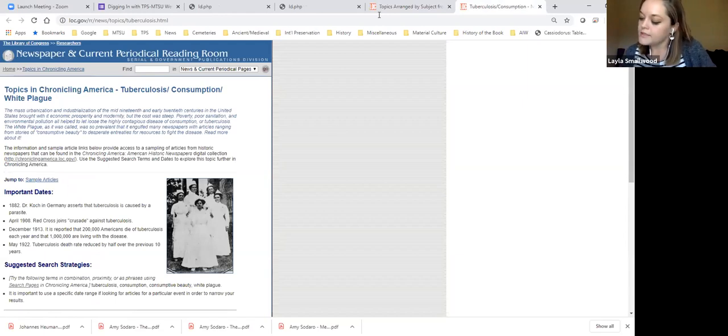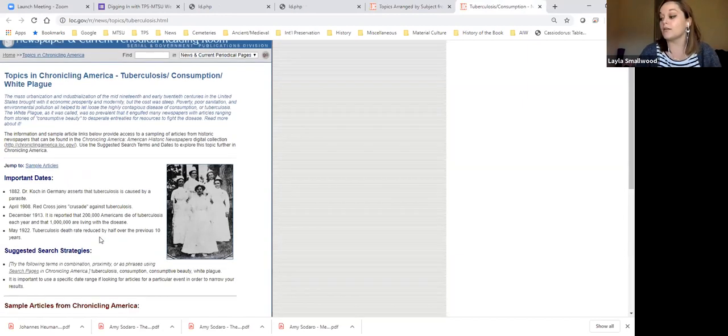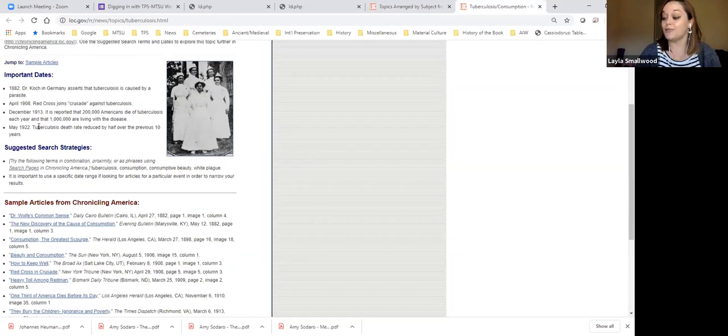Okay, so here at the top, you see a brief little blurb or summary about tuberculosis. This is a great refresher for background information, just to get you in the right mindset. You'll also see an important dates tab there. That's really helpful because when using Chronicling America, you can select specific date parameters. So this timeline's gonna really help you decide how to narrow down and really make your search specific.